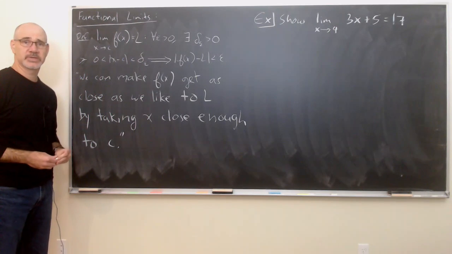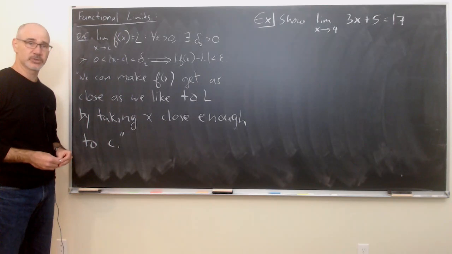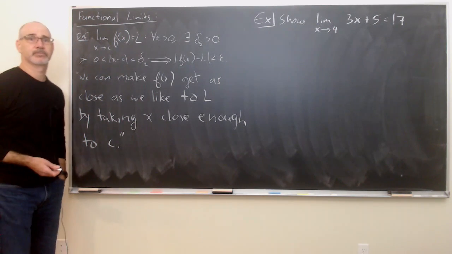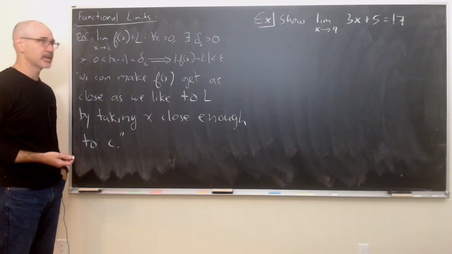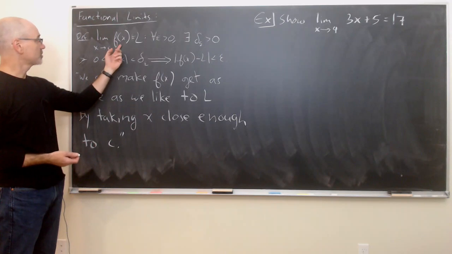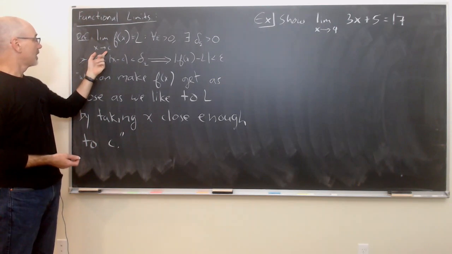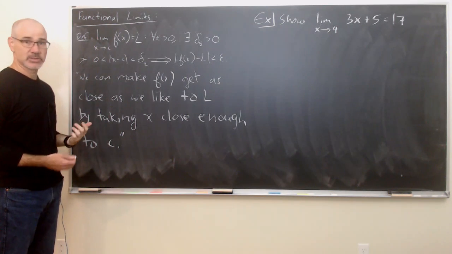Okay, so today we need to talk about the functional limit definition, which is often called the epsilon delta definition of the limit. So this is limits in the sense of calculus 1, where you've got some function f of x, you're letting x approach c, and you're trying to figure out what f of x approaches as x approaches c.